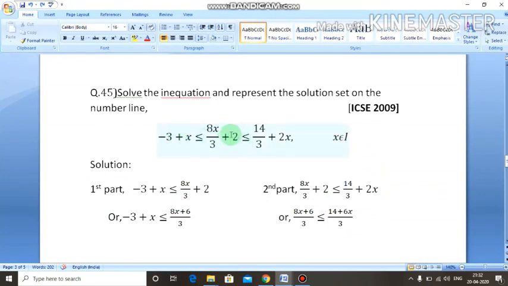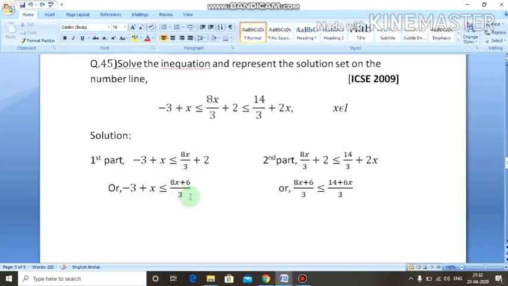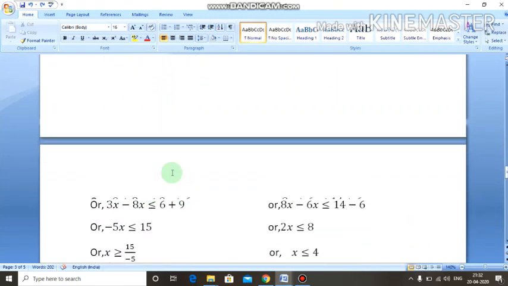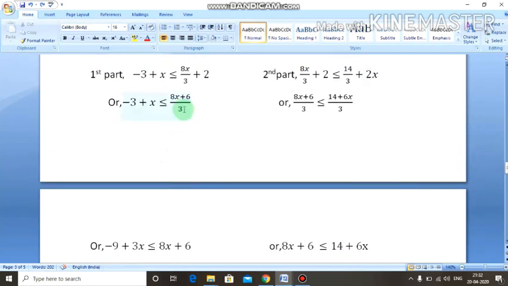I have considered the first part, then the first part is minus 3 plus x less than or equal to 8x by 3 plus 2. So take the LCM on the right hand side. To make it simple, we have to multiply both sides by 3, and 3 is obviously a positive number. Actually we are solving the first part.